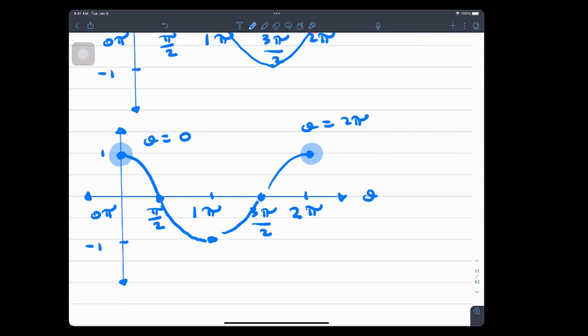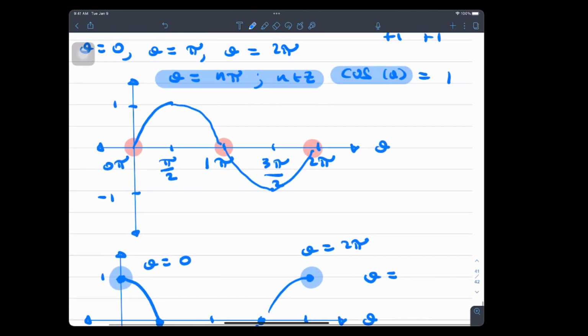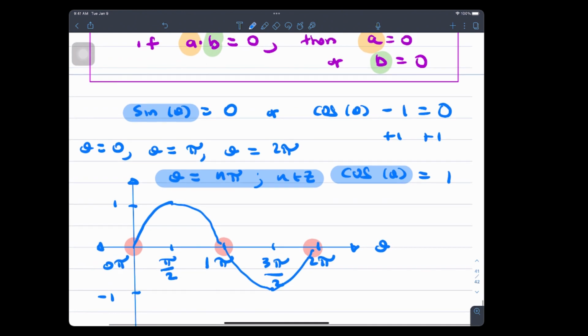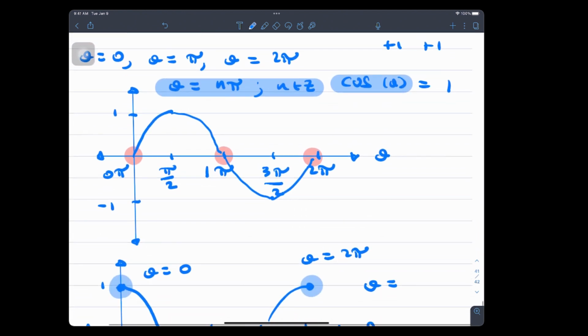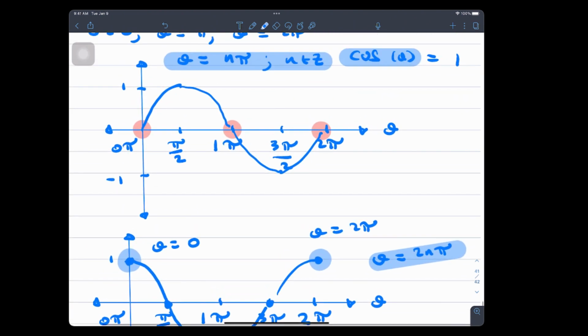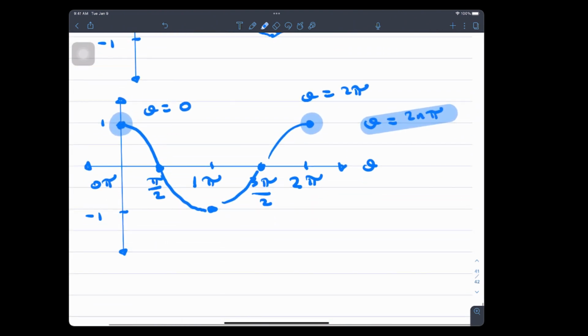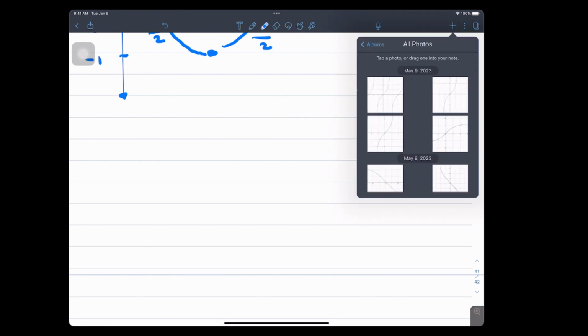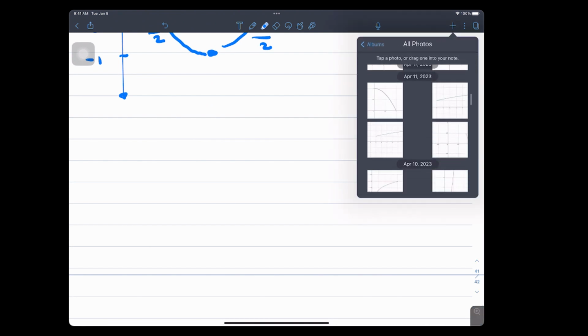So what do you guys notice about the pattern here then? How would we write the general solution here? Anybody know? So you can say this is going to be 2 and pi, is that right? Okay. However, let's go back. Let's think about this here, okay? Can we do this a bit better? And the answer is yes.